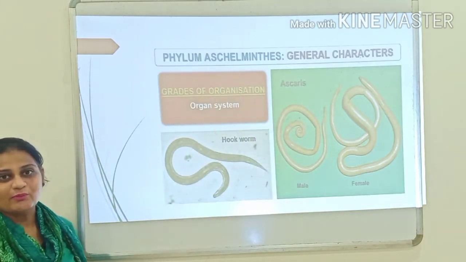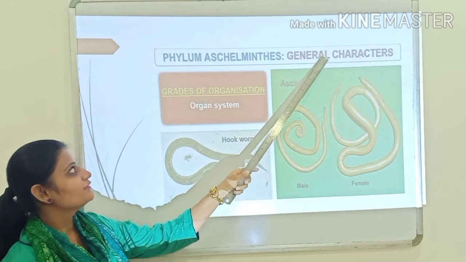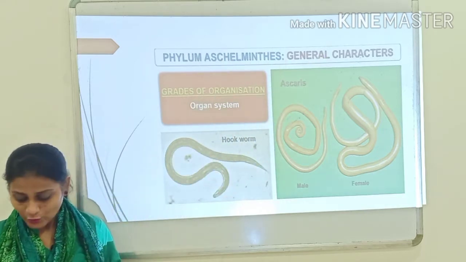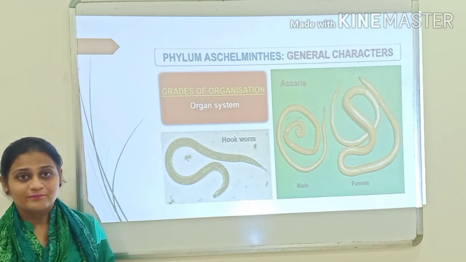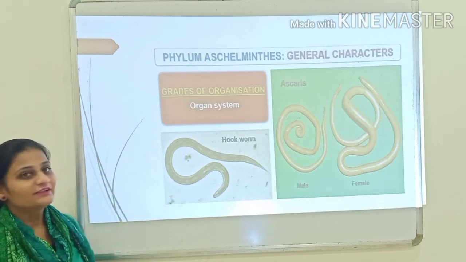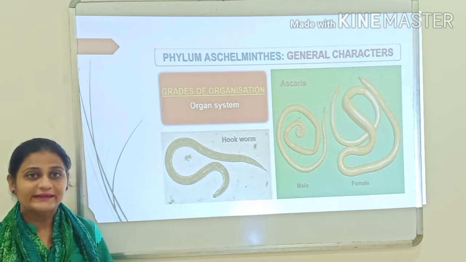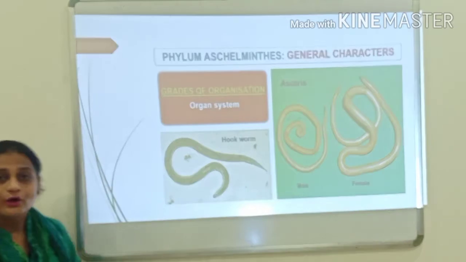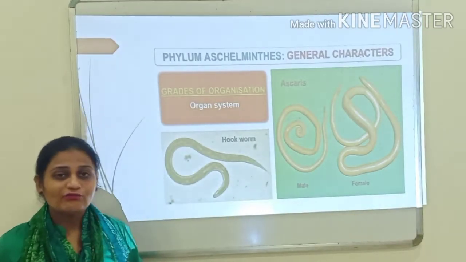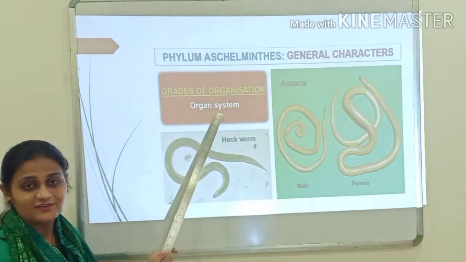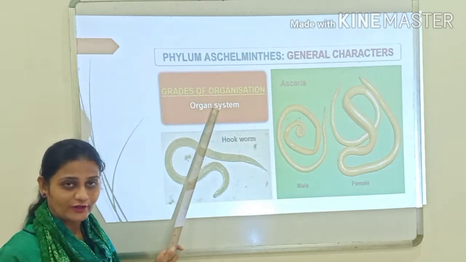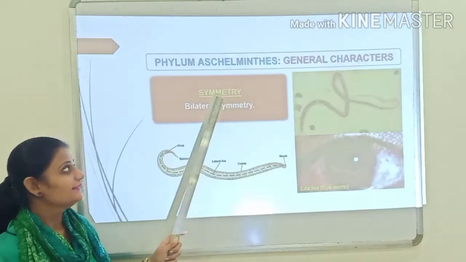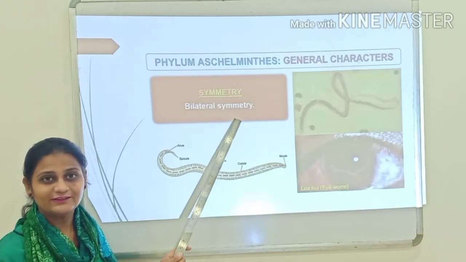Okay, let us study the general characteristics of this phylum Aschelminths. Phylum Aschelminths or the Nemathelminths are commonly called the roundworms. They are also called nematodes. The grade of organization, or level of organization, is the organ system, which means in these organisms the organ systems are produced. They show bilateral symmetry.